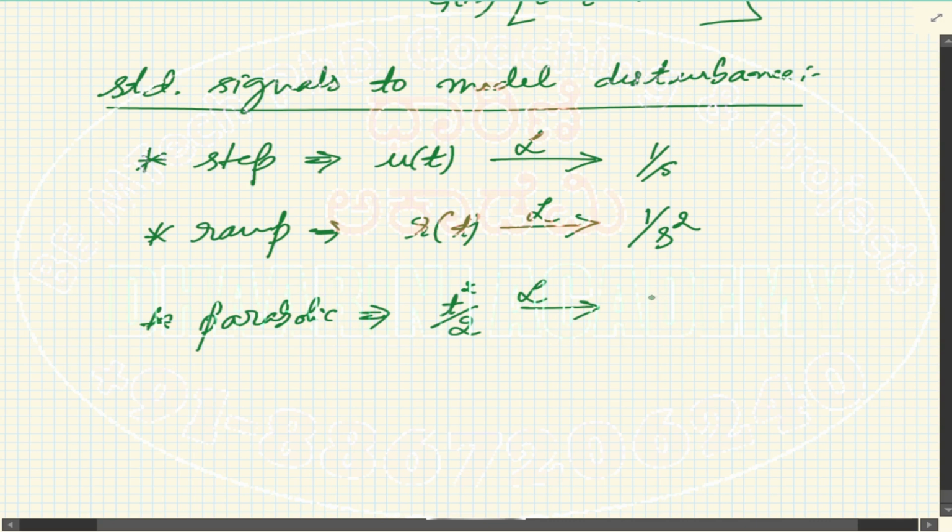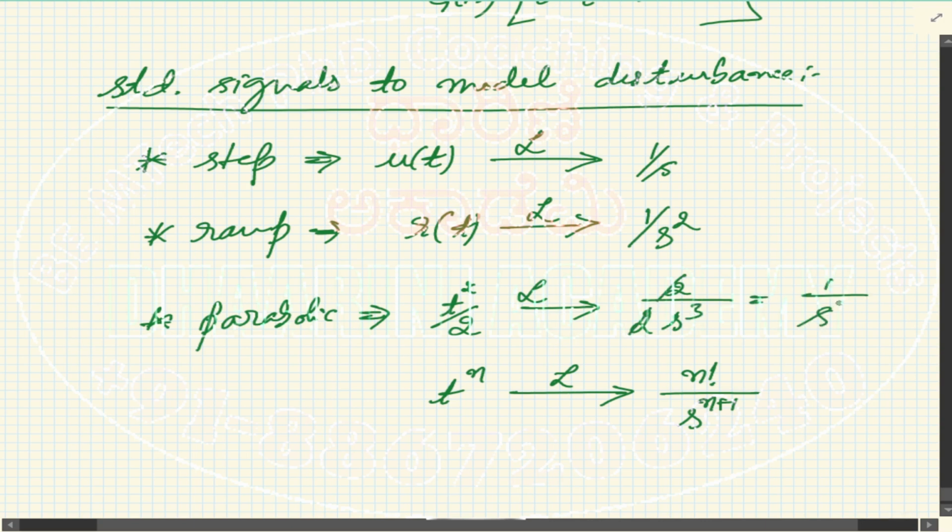Yes. So it's n factorial. This is the formula. If you remember, if you have a t to the n, this can be proved. Laplace of t to the n is n factorial by s to the n plus 1. So t square becomes 2 factorial, which is 2, divided by s to the power 3. So just to cancel the 2, we have a 2 in the denominator on the left hand side, so your answer should be 1 by s cube. This is called as unit parabola.